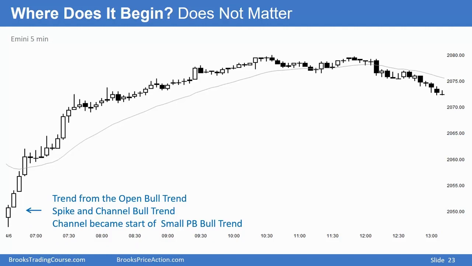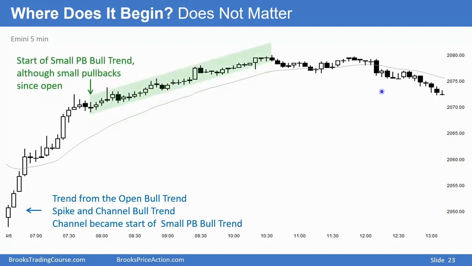Small pullback bull trend, also a trend from the open bull trend, and spike and channel bull trend. So spike, pullback, channel, or the whole thing is a spike, pullback, channel. Again, most trends have a spike and channel trend within them. First pullback in about 15 bars or so. Bulls will buy it, and after a pullback, you've got to be thinking that a channel will follow.